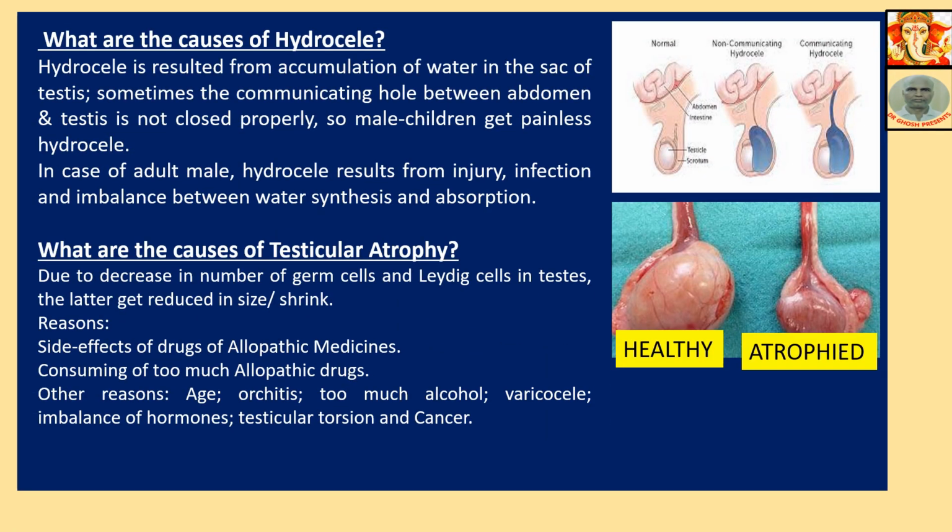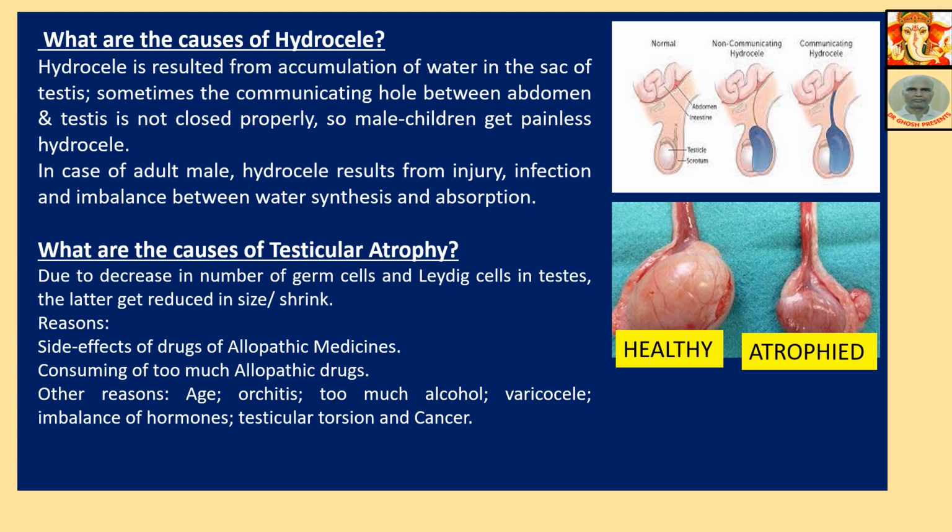Now, as I have already proposed, I will discuss hydrocele and atrophy in detail. So, what are the causes of hydrocele? Hydrocele results from accumulation of water in the sac of the testis. Sometimes the communicating hole between the abdomen and testis is not closed properly, so male children get painless hydrocele. Mind this, male children, maybe even babies.